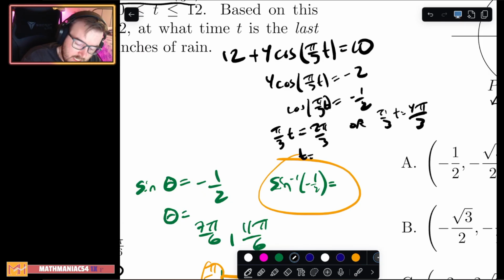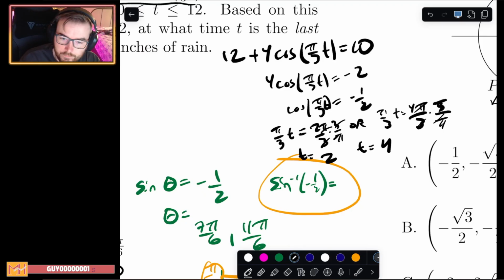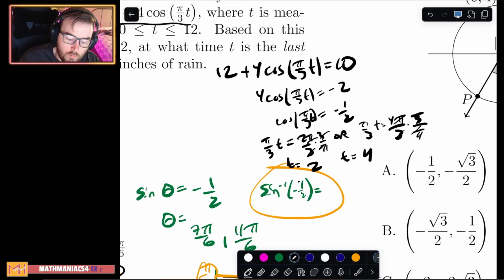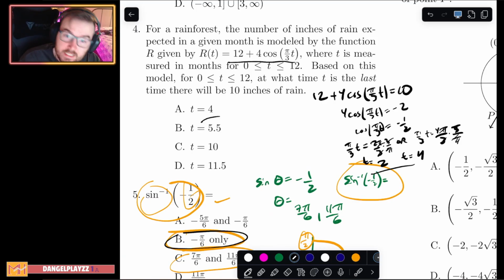Which means T equals 3 cancels, pi's cancel, 2, or T equals 3's cancel, pi's cancel, 4. So at T equals 2 and at T equals 4. Is 4 an option? Am I right? Well, there's a lot more months to go.